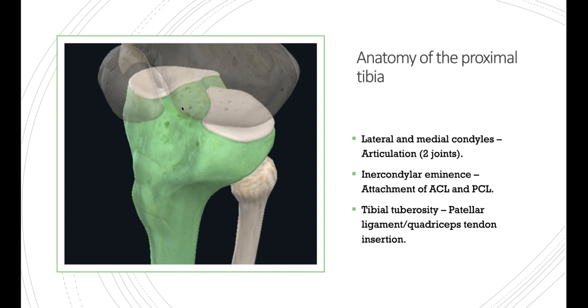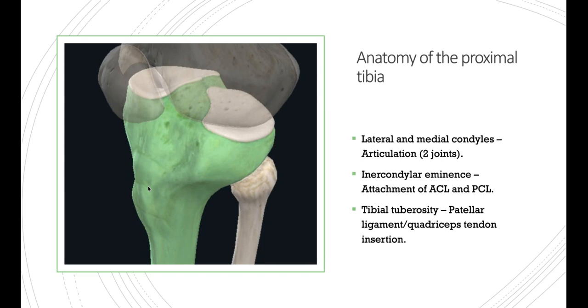The anterior cruciate ligament is called anterior because it originates on the anterior side of this intercondylar eminence, and the PCL is called posterior because it originates from the posterior side. And the ACL will attach to the lateral condyle of the femur, and the PCL will attach to the medial condyle, and it's called cruciate because of the crossover.